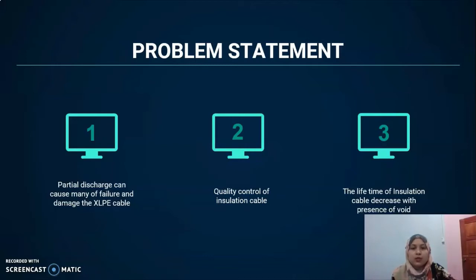Next, quality control of insulation cable means that the insulation cable must be monitored, analyzed and tested in order to control its quality and avoid partial discharge issues. Then, the lifetime of insulation cable decreases with the presence of void. A void in the form of air bubbles can produce a small weak zone which can create partial discharge. Due to this problem, partial discharge measurement is very important for analysis of partial discharge activity and also early detection of insulation failure.